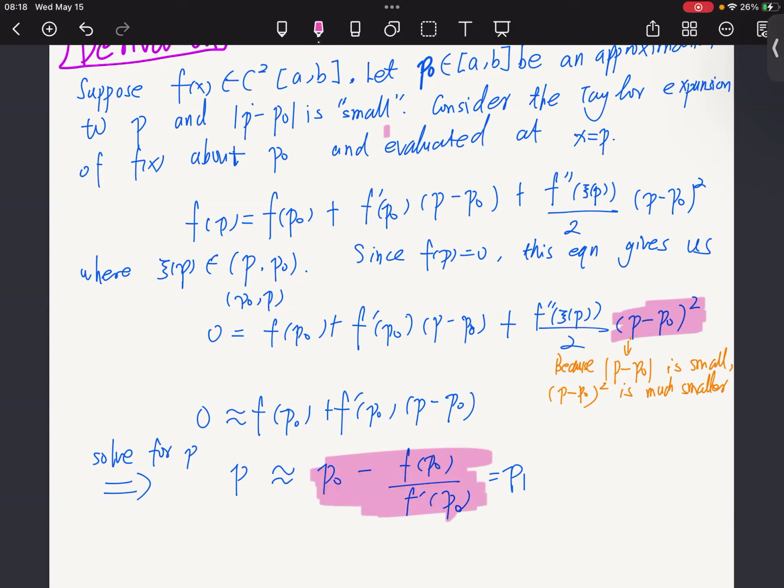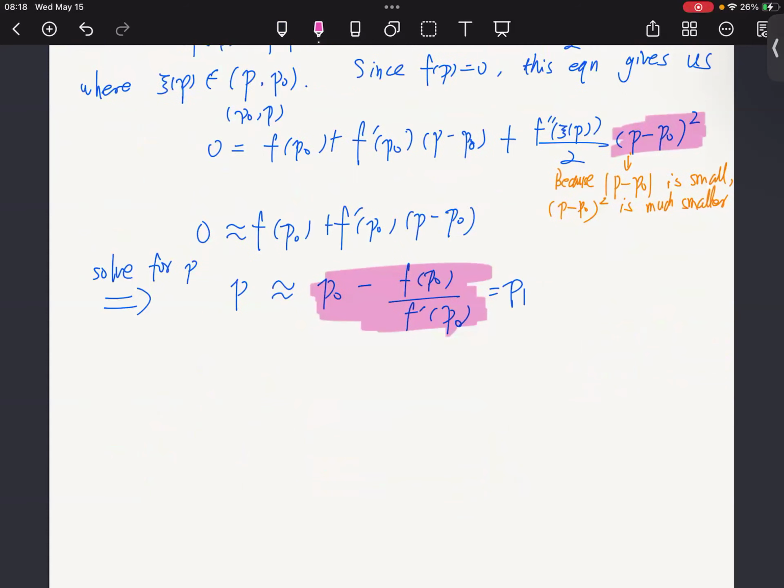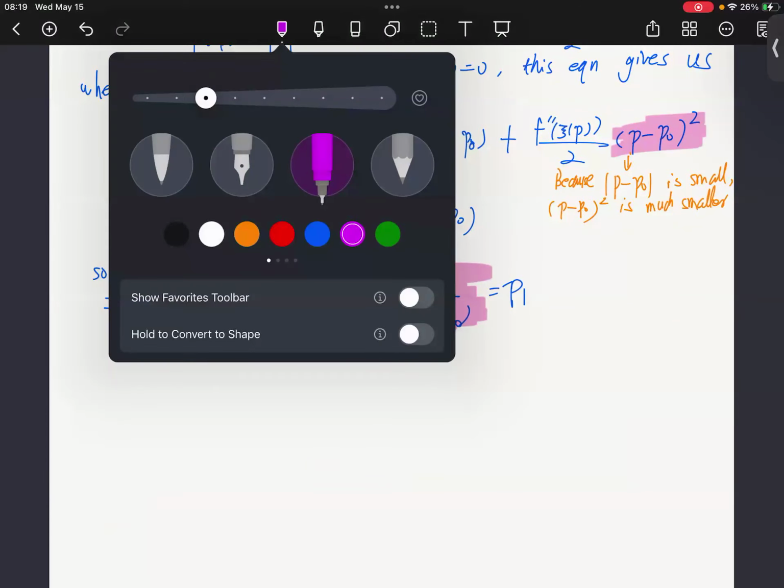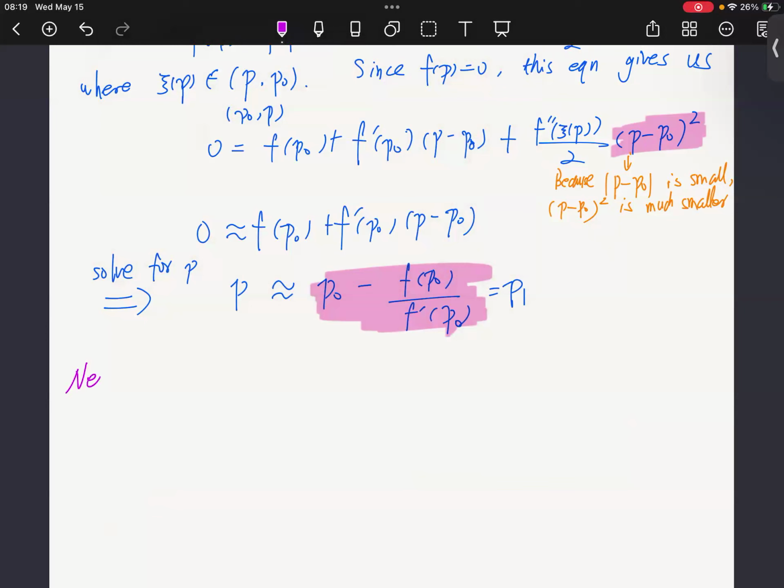And all the things here, you can see, it's just about the Taylor expansion and skipping the higher order term here. And so this is Newton's method. Let me just conclude here. So this is Newton's method.